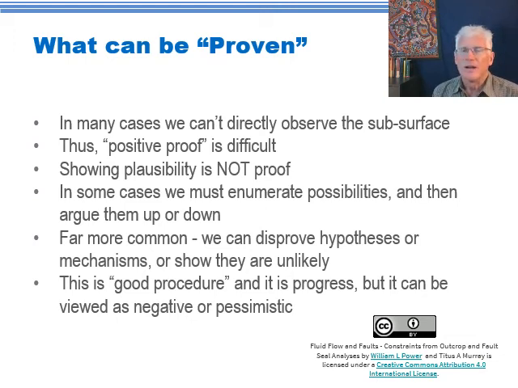So we say that, look, you're proposing a reasonable mechanism if you can also show that it could be disproved, or you can prove that it's wrong. And if you then can't find a way to prove that, or are unsuccessful at proving it's wrong, that sort of strengthens it. But in many cases, it is easier to show that something is not likely to have been a mechanism than to show that it actually was. So this is good procedure. It's good scientific progress, but it can be viewed as negative and pessimistic.